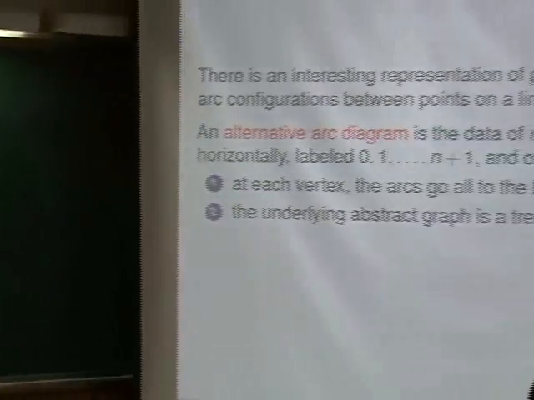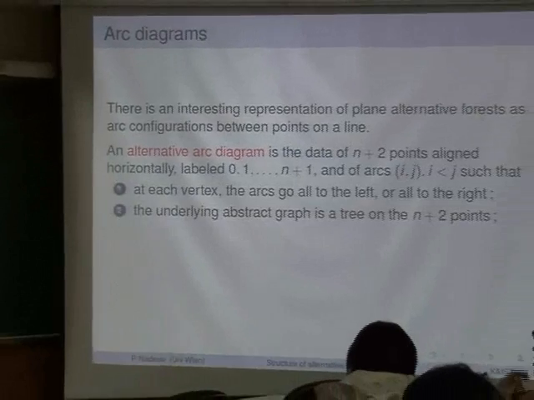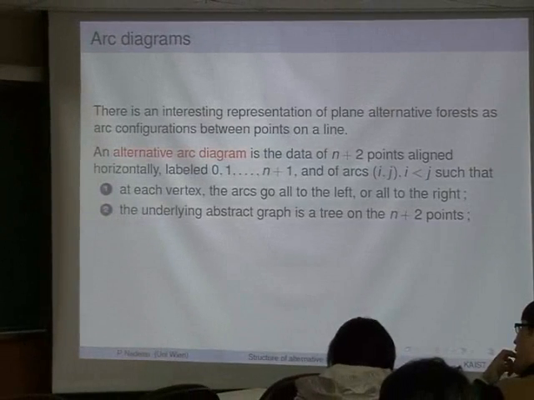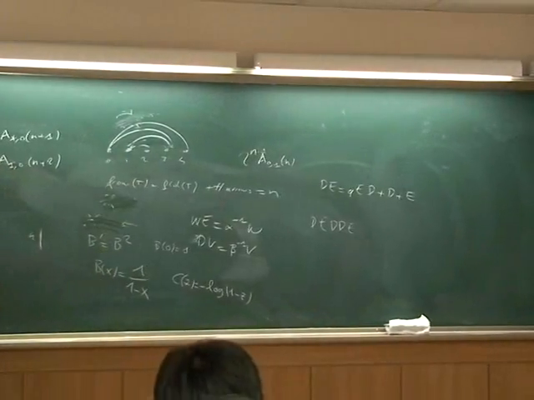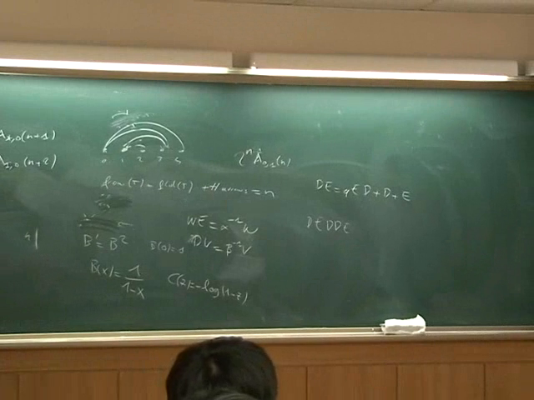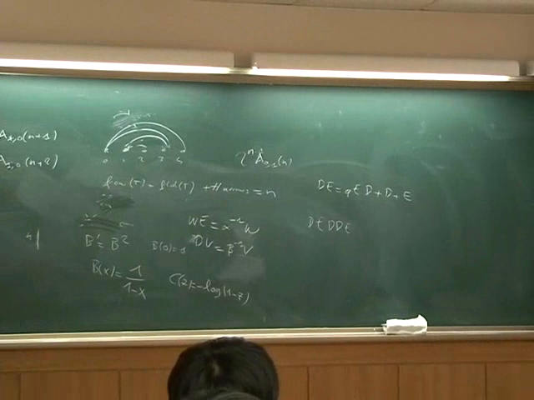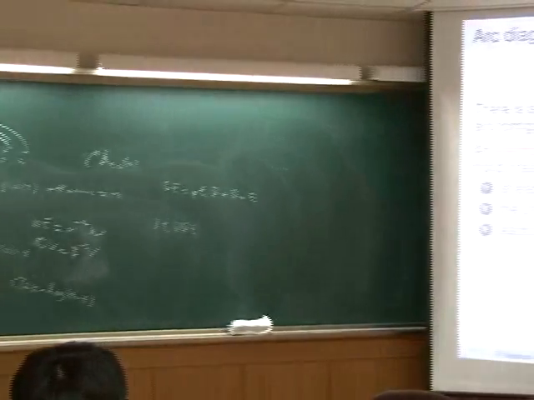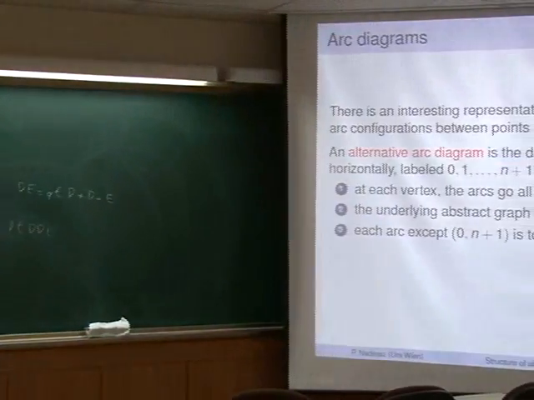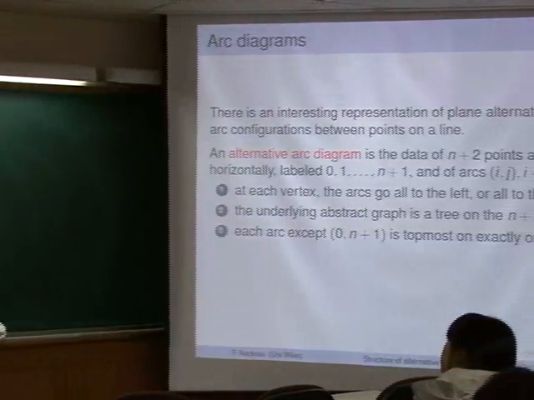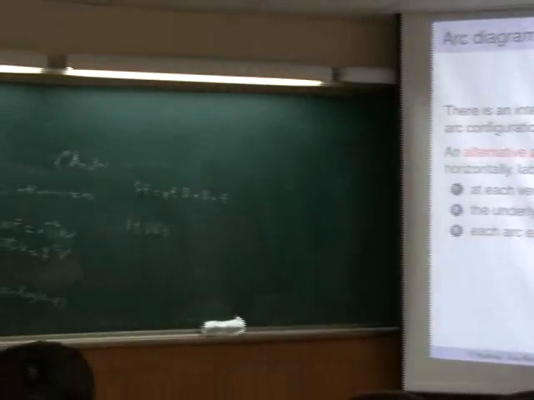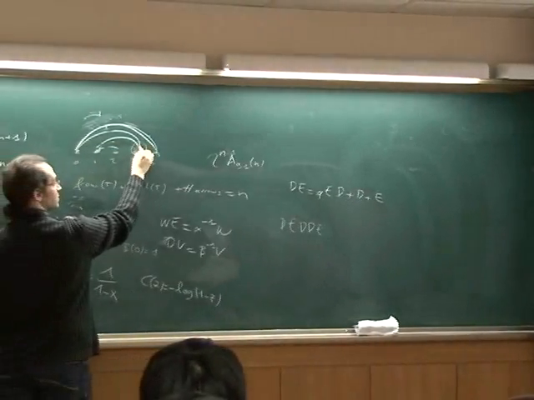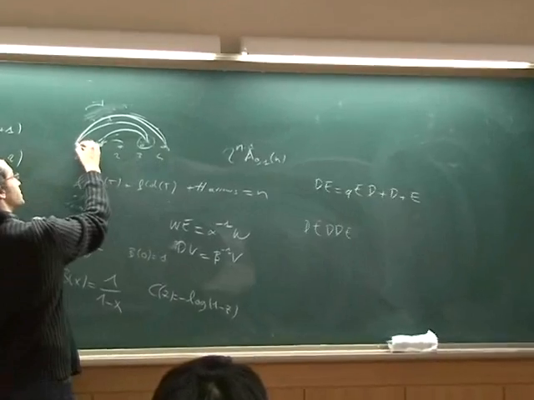So as a graph, it will be a tree. So this would qualify, for instance. This verifies the first two conditions, because if you consider it as a graph, it's a tree. And this condition means that if you take any arc except this one, which will always be present, then it will be on top on one side, and it cannot be on top on the other.